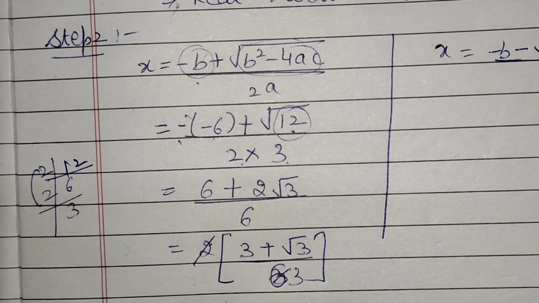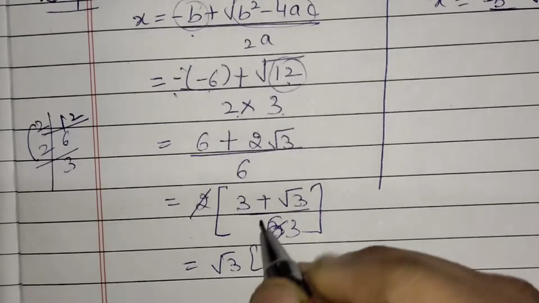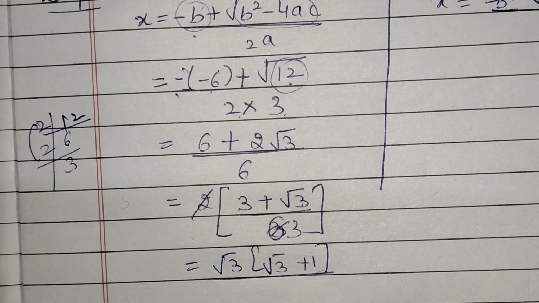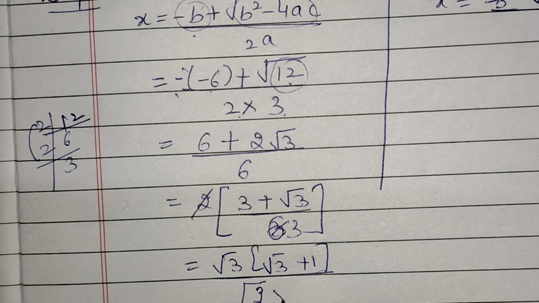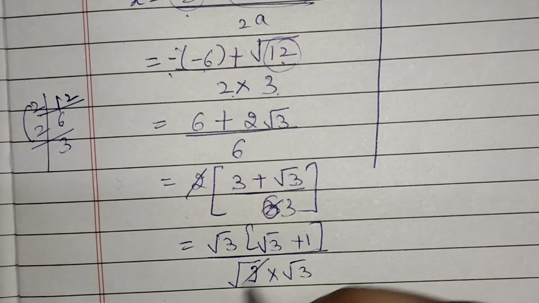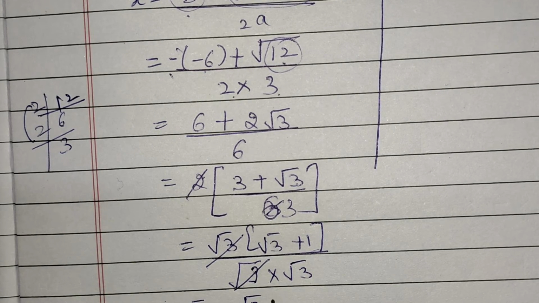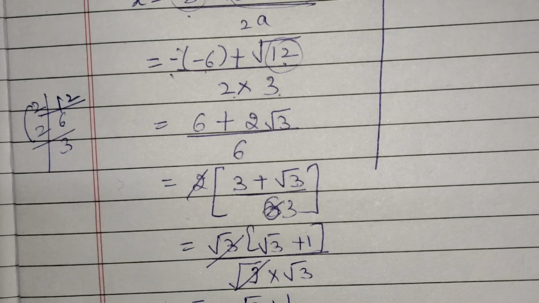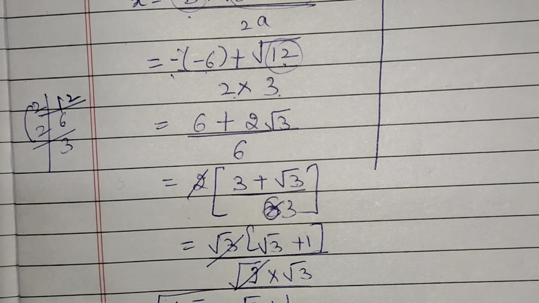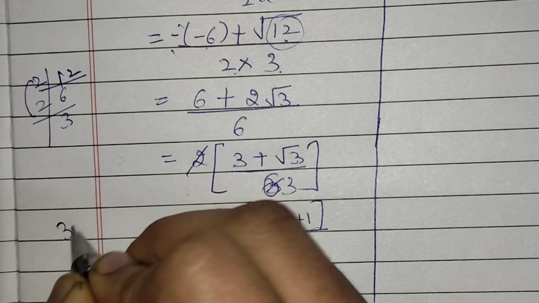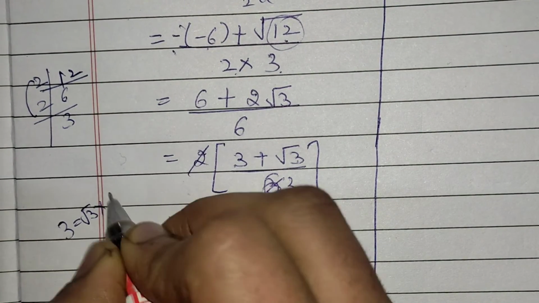And again you can take out root 3 as common and you will be left with root 3 plus 1 divided by root 3 into root 3. Root 3 and root 3 will get cancelled out. Your required root will be root 3 plus 1 divided by root 3. Okay, because you can write down 3 as root 3 into root 3.